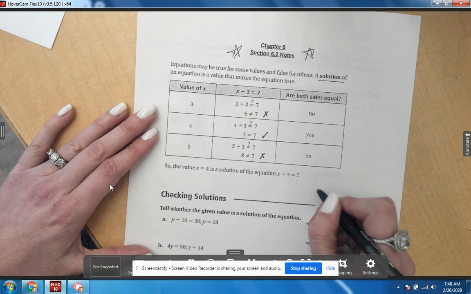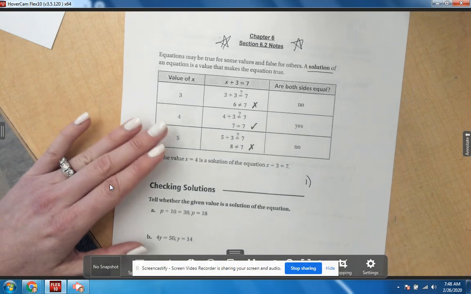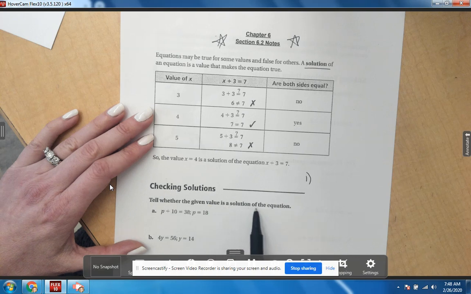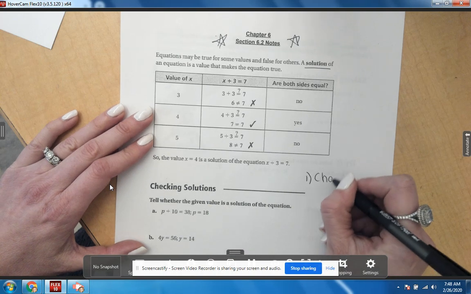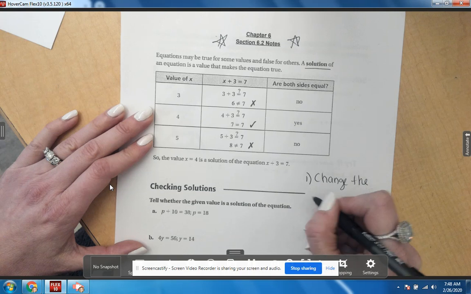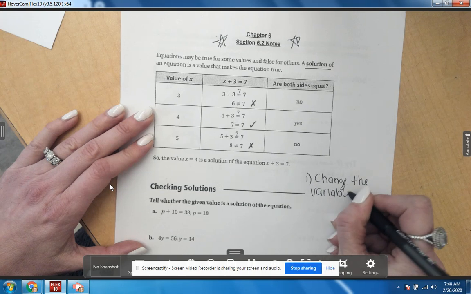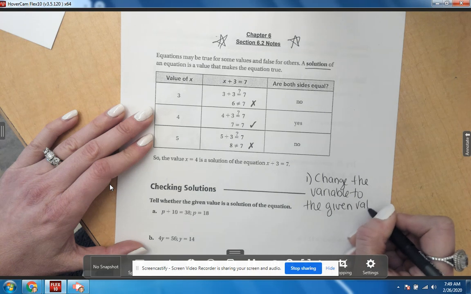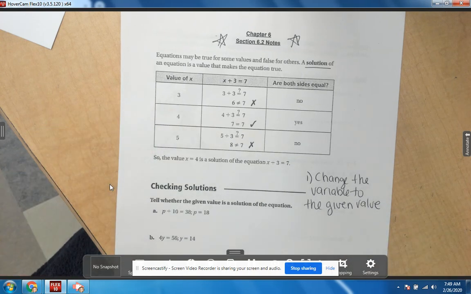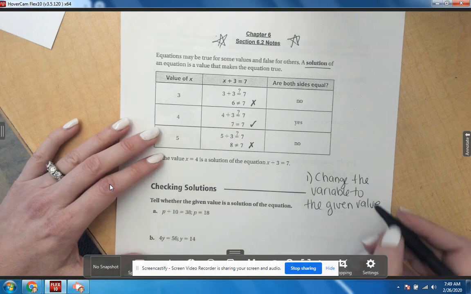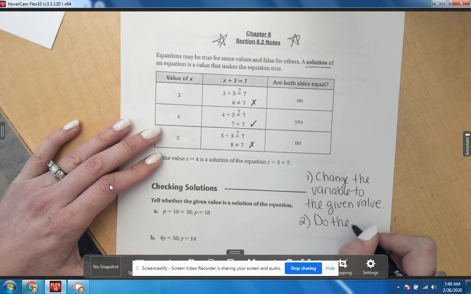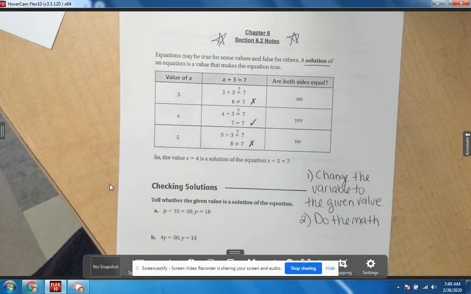So here's what you do. Let's write down our steps. You could pause this if I'm writing too fast for you. Step 1, so this is called telling whether the given value is a solution. This is the steps for this. Change the variable to the given value. There's going to be a value that they're giving you, and they're asking you if it's the solution. So you're changing the variable to the given value. And then number 2 is just do the math and see if it's true or false. So those are your 2 steps. Change the variable to the given value and then do out the math.